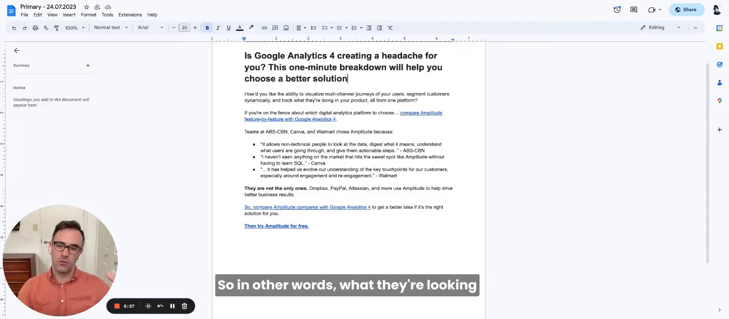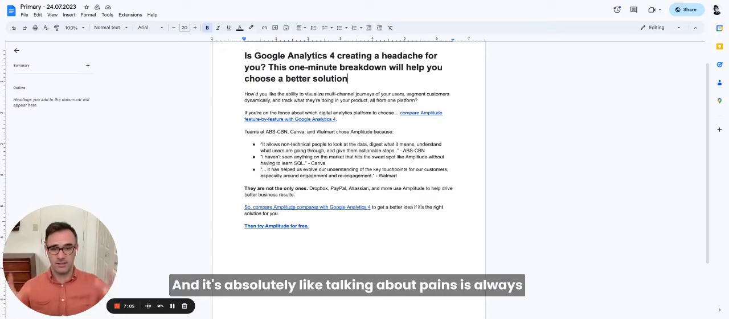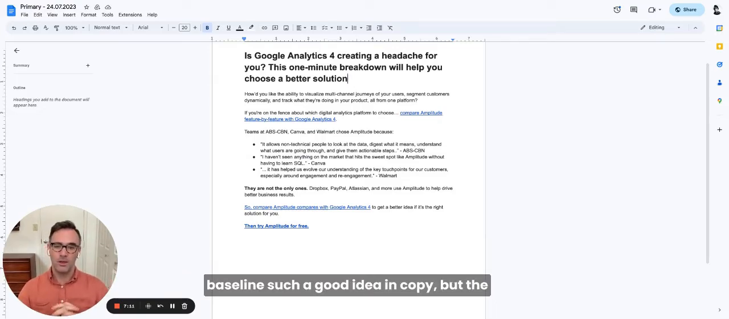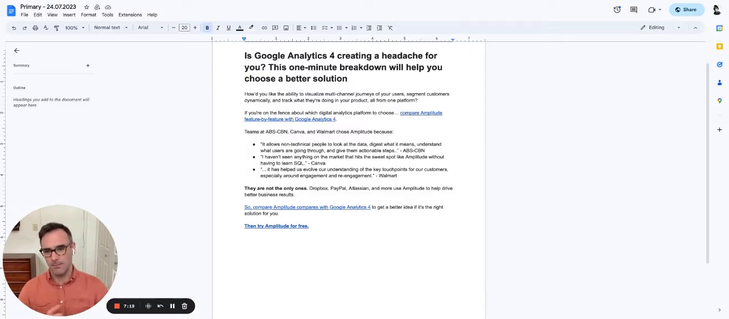In other words, what they're looking for is new information, and they're going to be looking for new stories, right? So it's fine to talk about a headache here, and talking about pains is always such a good idea in copy. But the rest of the copy doesn't elaborate on that pain. So I think we need to change things up a little bit.